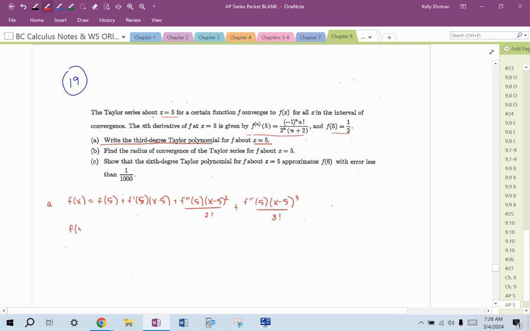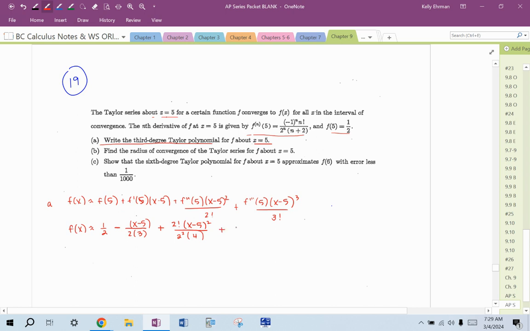And now we need to plug in some numbers. So f of x is approximately equal to 1/2. That was given. Plus, so when we plug in 1 for f prime, we don't get plus, we get minus. So we get negative 1 to the first times 1 factorial over 2 times 1 plus 2 is 3. And we still have this x minus 5 up here. When we plug in 2, we get plus 2 factorial times x minus 5 squared over 2 to the second times 2 plus 2.